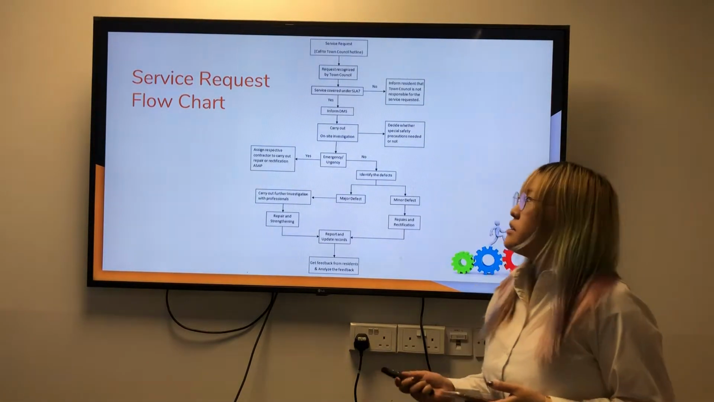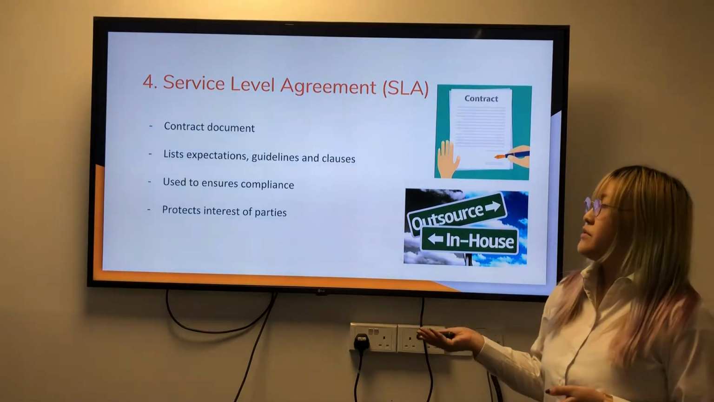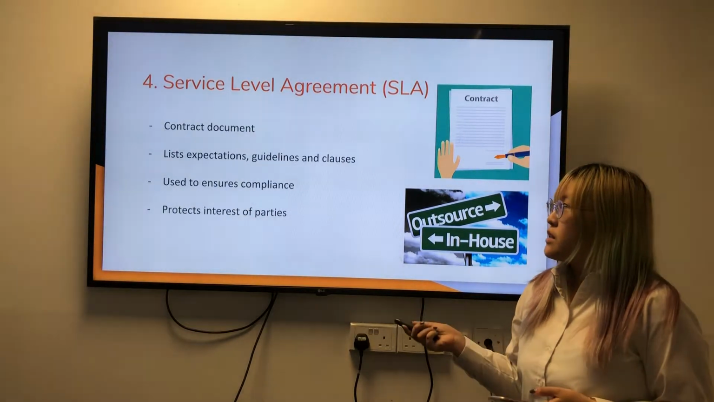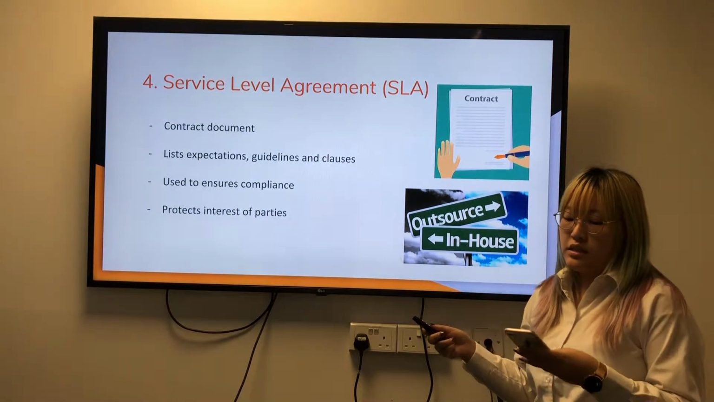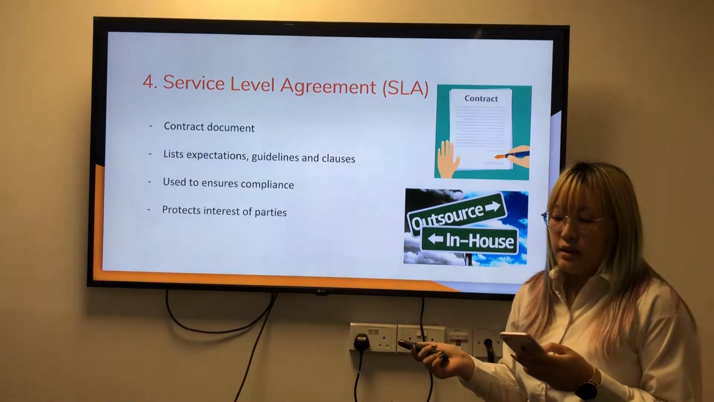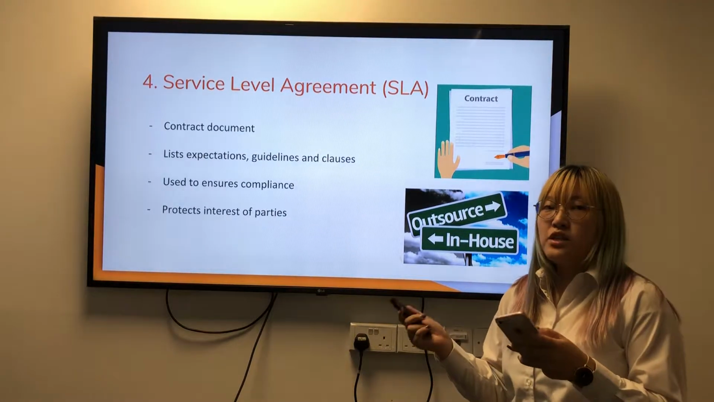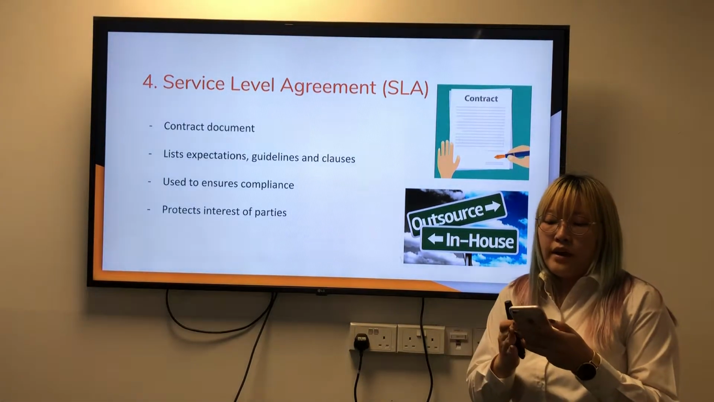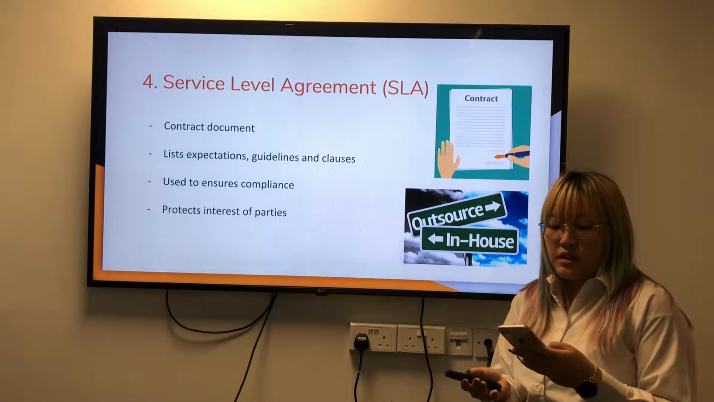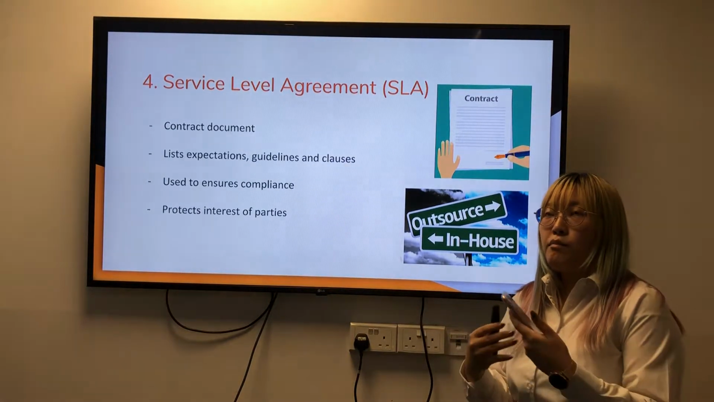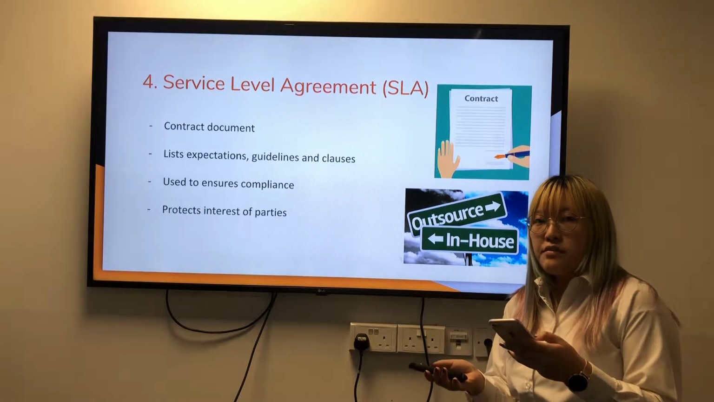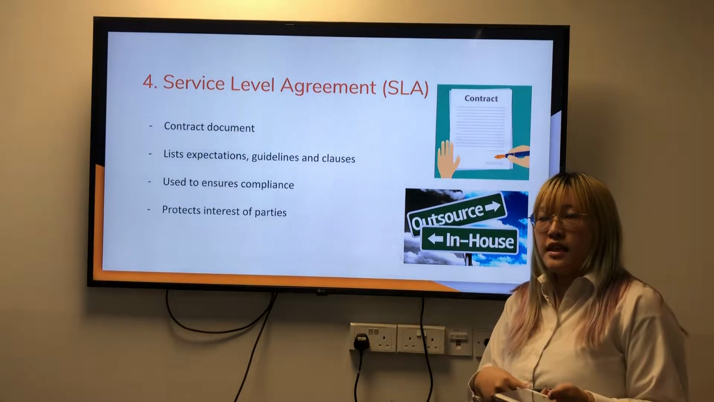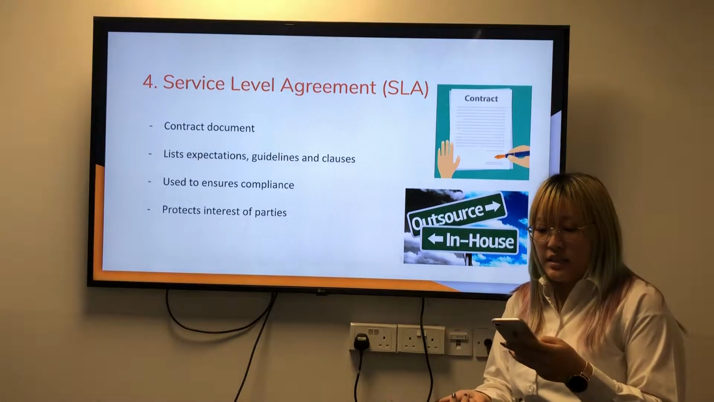So for mine, I'll be talking about the service level agreement. So what is a service level agreement? It's basically a contract document which is legally binding, and it lists the expectations, guidelines and clauses between the parties. So the SLA would state the mutually agreed and defined benchmark for the service that the service provider is to give the customers. And by having a written definition of the services, it would be good for both parties as well, because it will give the clients the right to accordingly punish the service provider in a sense if they do not comply with the following standards.